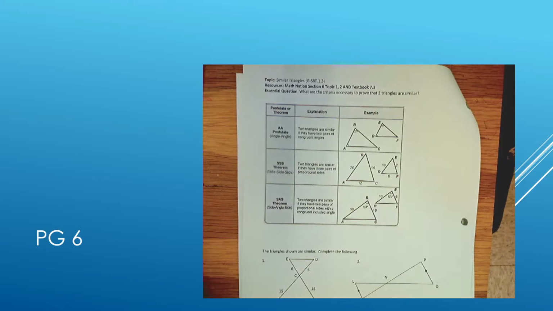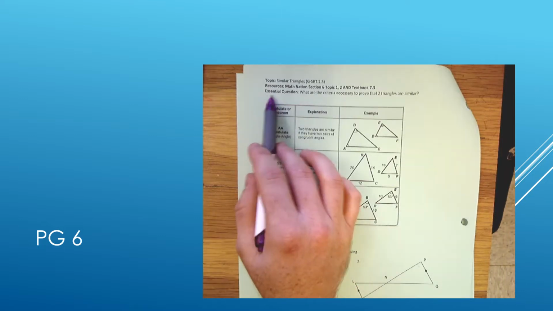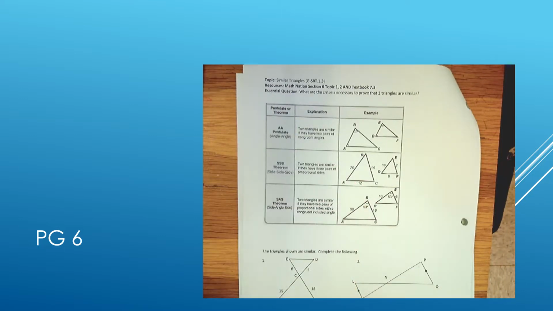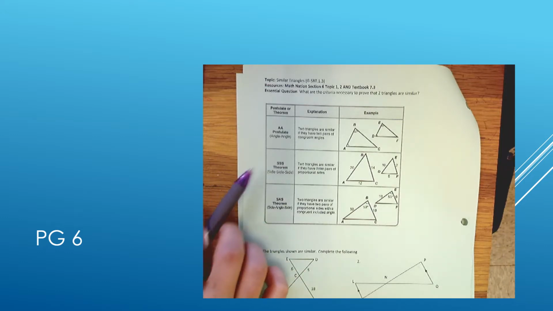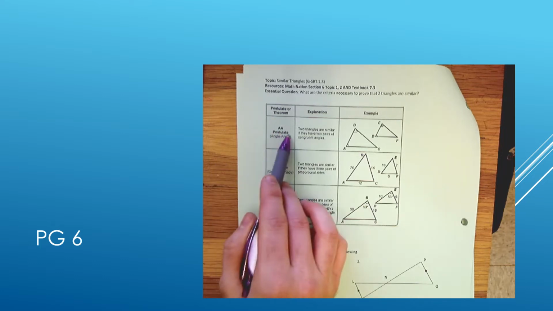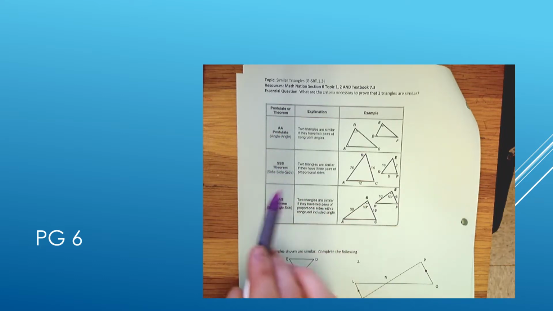All right, so if you are watching this video, that means you should have gotten through pages 1 through 4 in our notes. Now we're going to use what we learned there to answer this essential question: what is the criteria necessary to prove that two triangles are similar? There are three ways that we can prove that triangles are similar: the AA postulate, the SSS theorem, and the SAS theorem. I'm going to go through each one briefly.